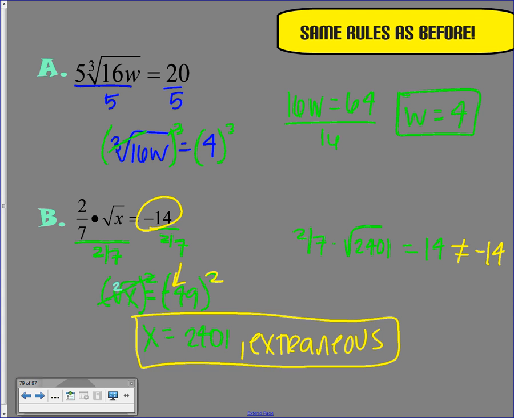Back when you were little, you checked all of your answers. It's going to be really important that you check all of your work here, especially when you've got negatives. That's where you're going to have extraneous answers most of the time. So you tell me the answer is 2,401 and then you label it extraneous. So let's try another one like that.